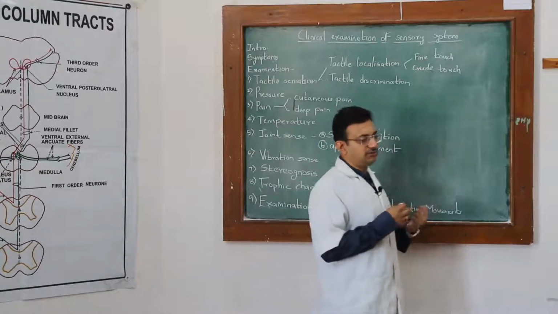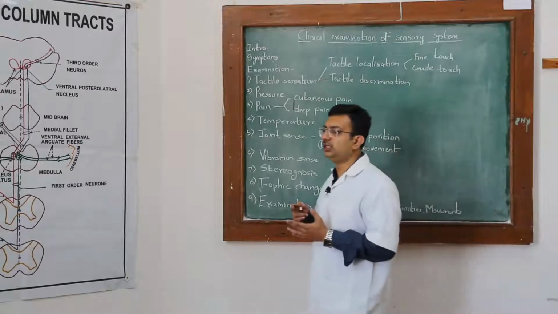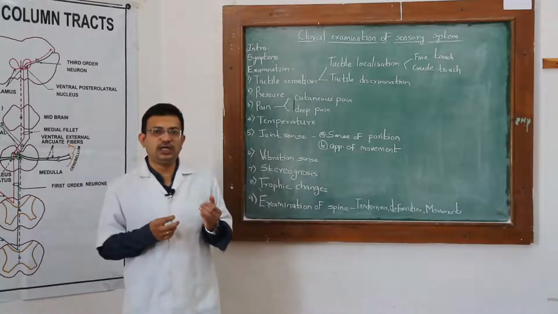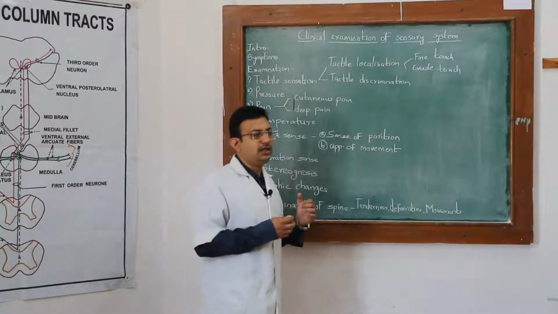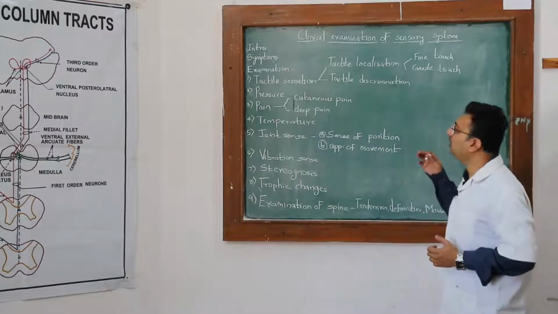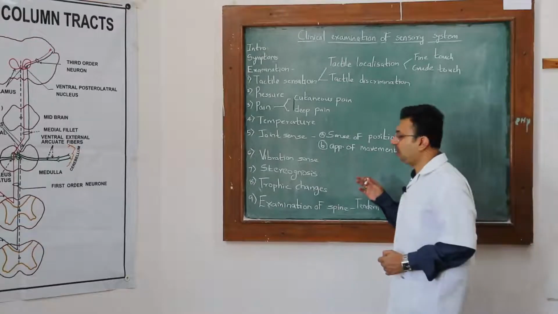Anterior spinothalamic tract is related to crude touch, itch, tickle, and lateral spinothalamic tract is mainly responsible for carrying the sensation of pain and temperature. So we'll see one by one how to examine these things. So first point is tactile localization.